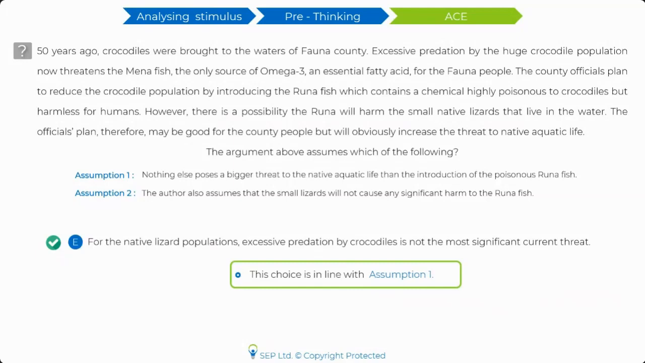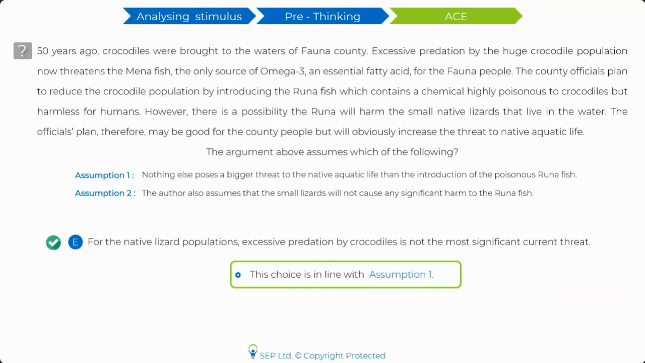So Madhukar, we are not sure about what kind of animals are going to predate on the crocodiles. Land animals, if they predate and if crocodiles are killed, then it will only harm the land animals, not the aquatic animals. So since there is no clarity in the answer choice, we cannot say it's an assumption. An assumption has to be very precise. An assumption has to be watertight.